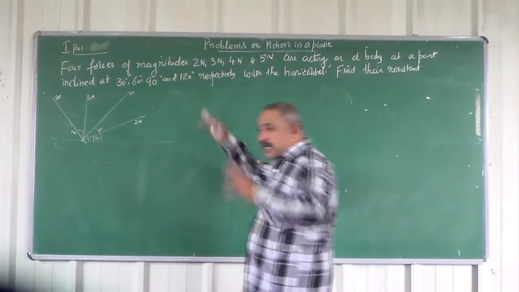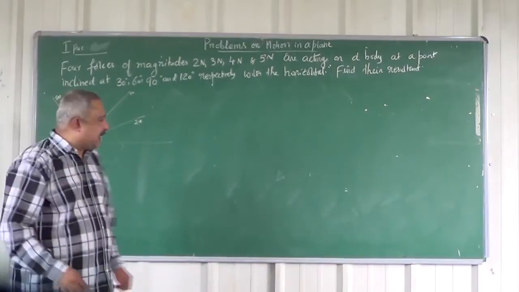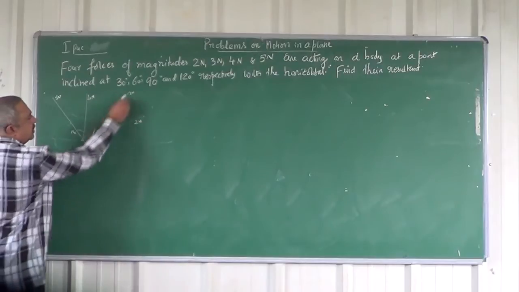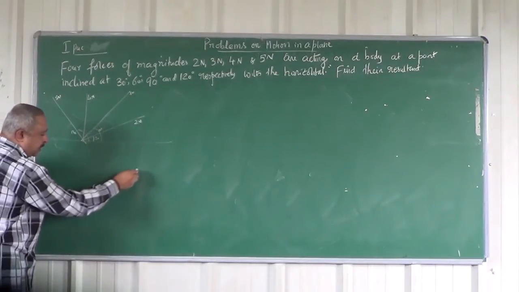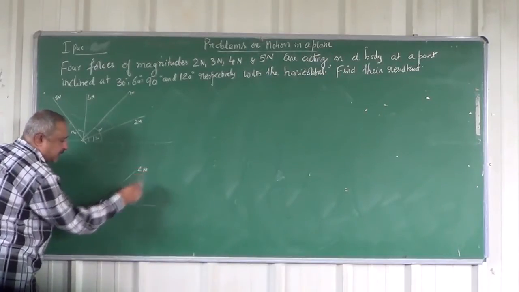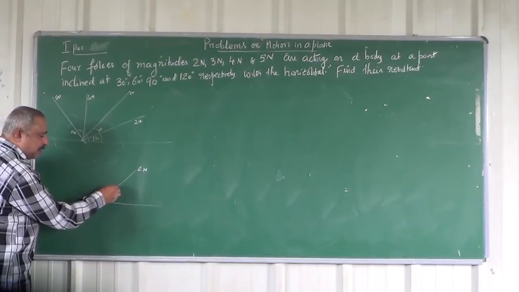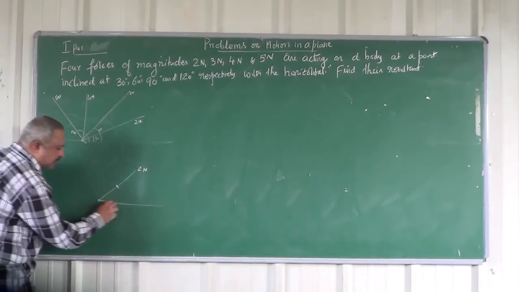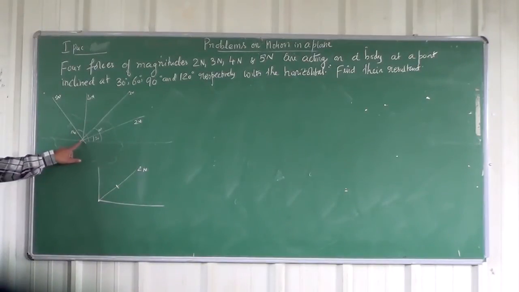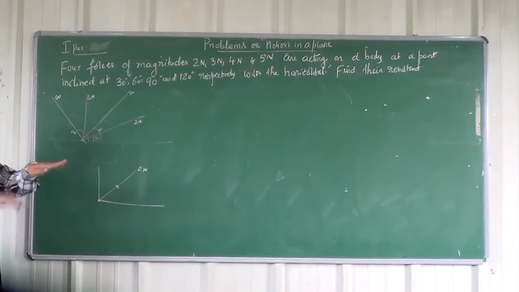Now you need to find the resultant of these forces. Keep in mind, I have told you many times that whenever an oblique force acts, say this 2 Newtons is oblique, this 3 Newtons is also oblique, this force has to be resolved along the x-axis and also along the y-axis. So you need to resolve 2 Newtons along the x-axis and y-axis because it is an oblique force.